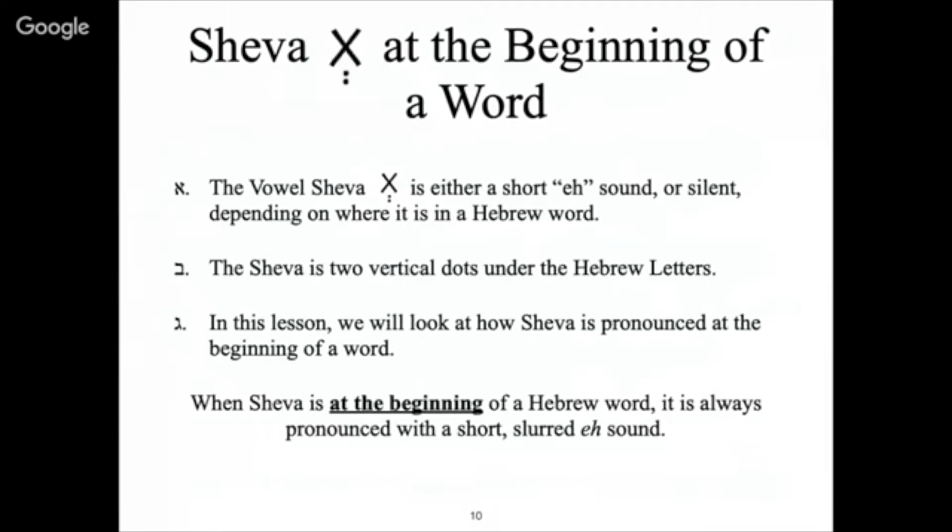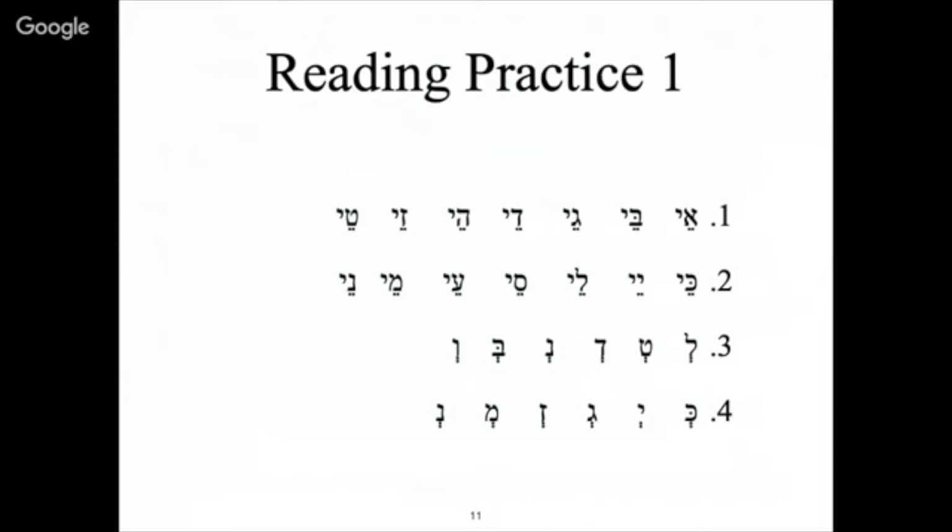So the Sheva is 2 vertical dots under the Hebrew letters. In this lesson, we will look at how Sheva is pronounced at the beginning of a word. When Sheva is at the beginning of a Hebrew word, it is always pronounced with a short, slurred sound. Just quick. You're not spending that much time with it. Okay, so we'll do some practice over here.